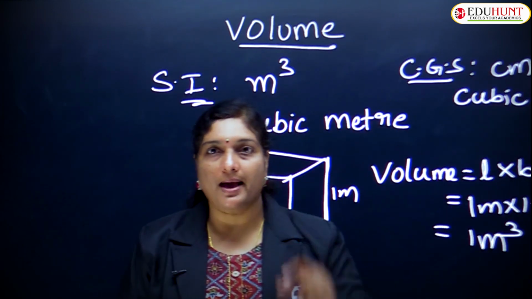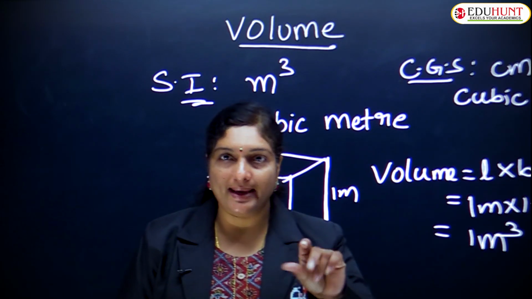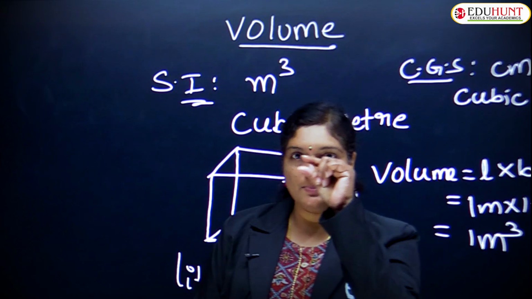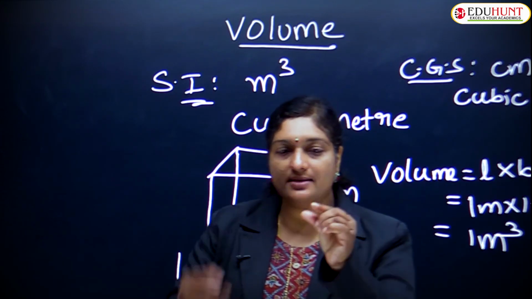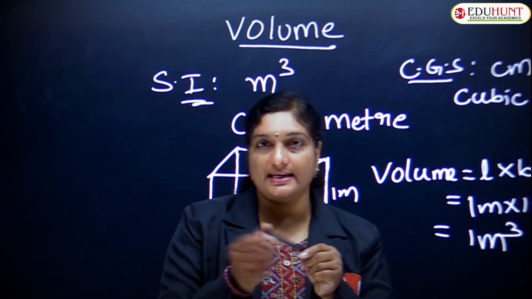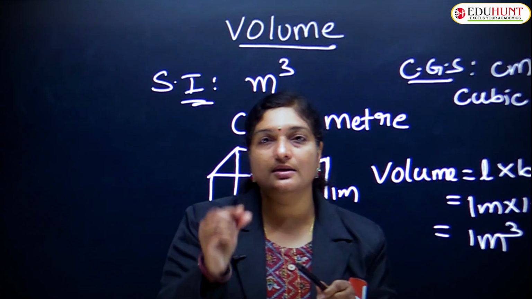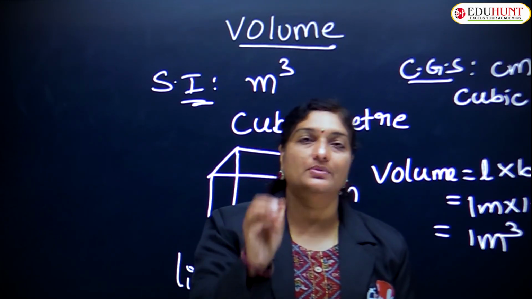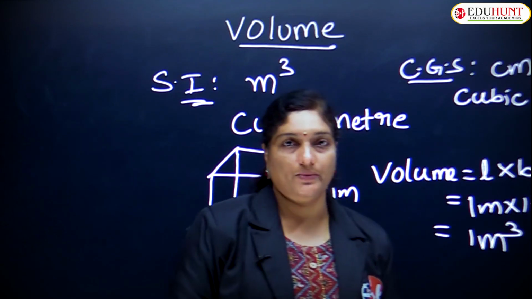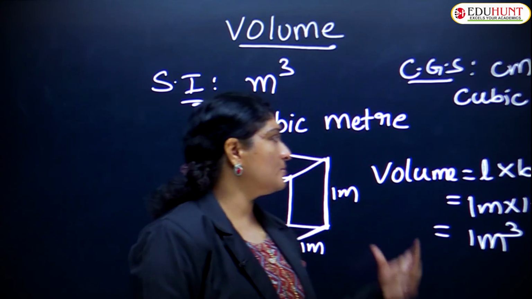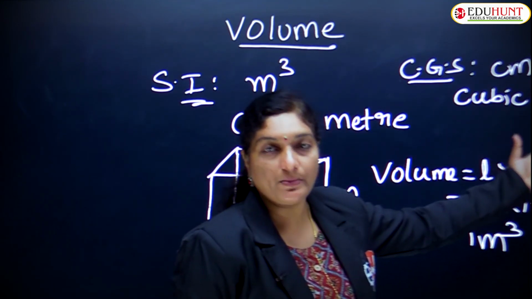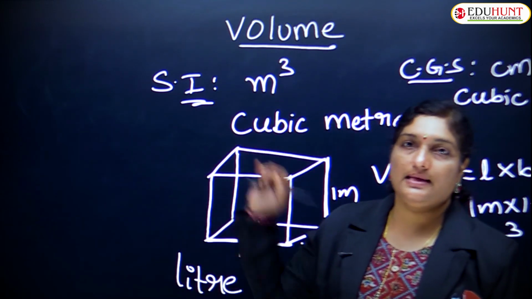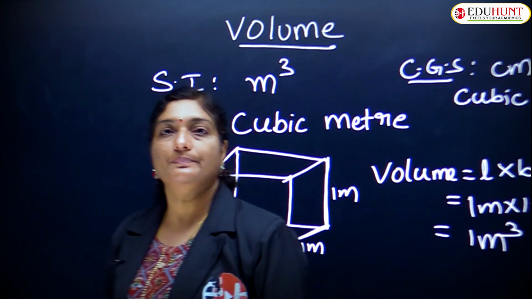I think you can imagine, you people will be playing Ludo. While playing Ludo, you will be having a dice. The size of the dice, if you measure with the scale, will be 1 centimeter length. So 1 centimeter into 1 centimeter into 1 centimeter, the volume of your dice is around 1 centimeter cube. So small portions of volume you will be measuring in centimeter cube, whereas larger portions you will be measuring in cubic meters. Okay, children?